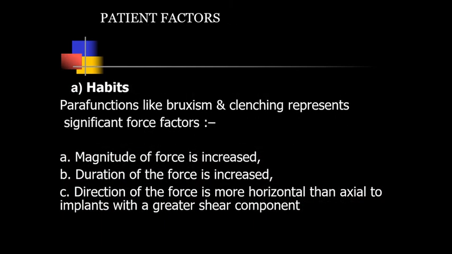Next, let us see the patient factors, that is the habits, diet and oral hygiene. So under habits, the parafunctions like bruxism and clenching, they represent significant force factors. This is because the magnitude of forces is increased and the duration of forces is increased, and the direction of force is more horizontal than axial to the implants, that is with a greater shear component. So parafunction poses a greater risk for immediate implant loading.